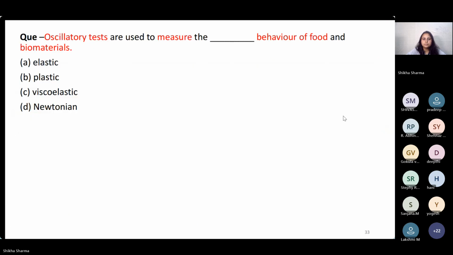Oscillatory tests are used to measure the blank behavior of foods and biomaterials: elastic, plastic, viscoelastic, and Newtonian.